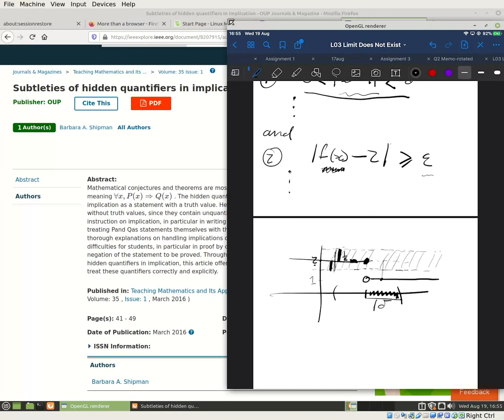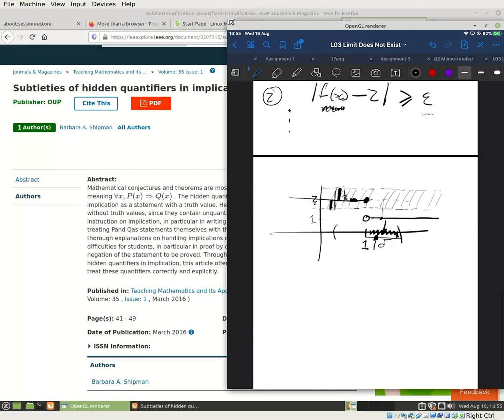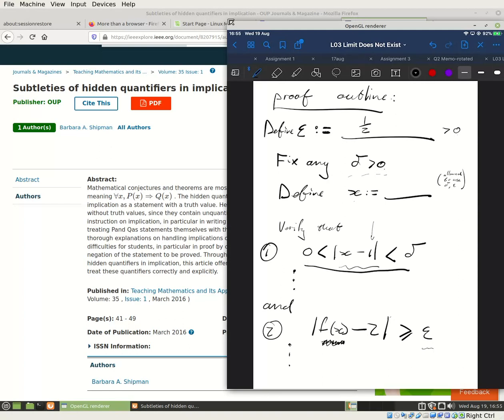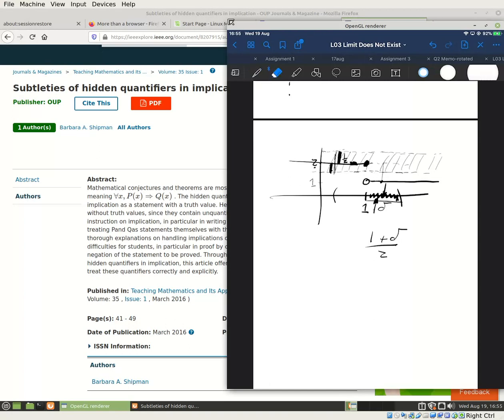So for our x, we can take any point here. So that is 1. Why don't we just take the point exactly halfway between 1 and 1 plus delta? So let's take x to be the average of 1 and 1 plus delta.